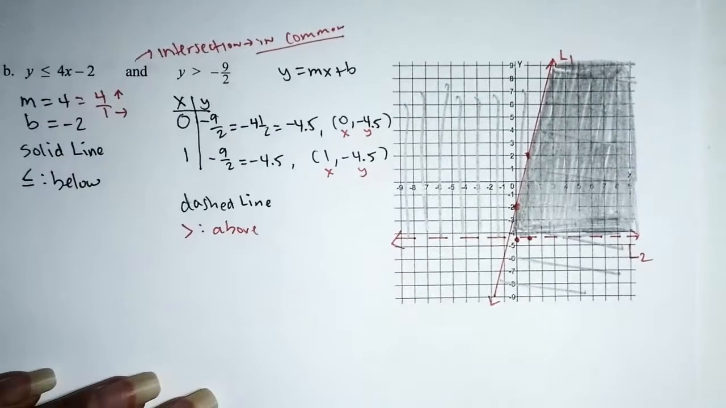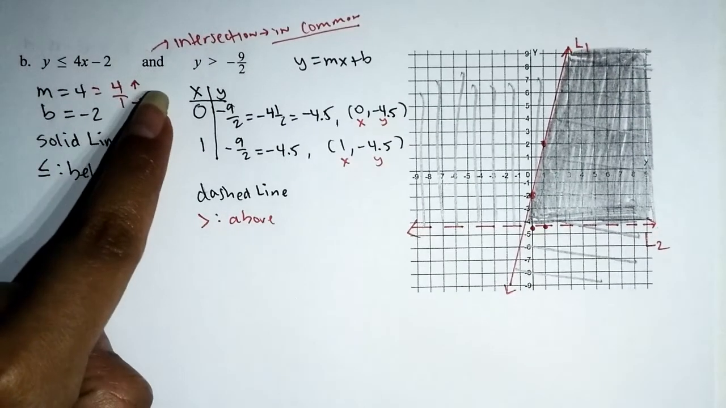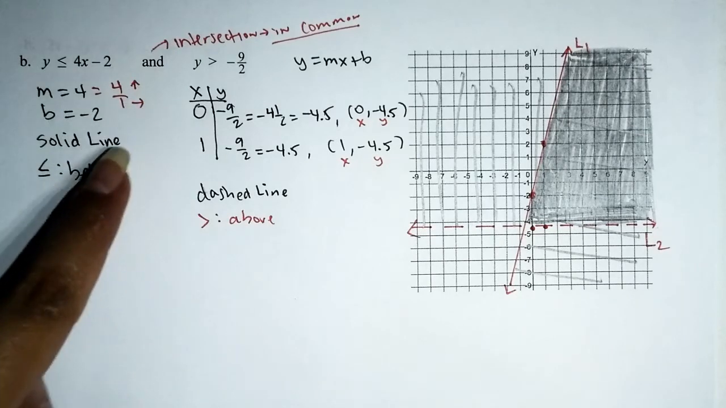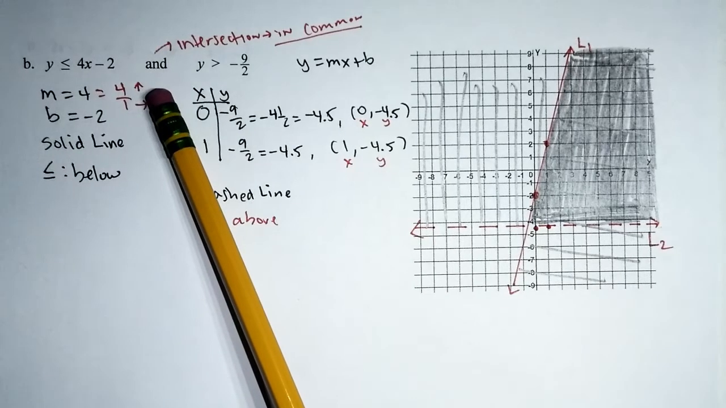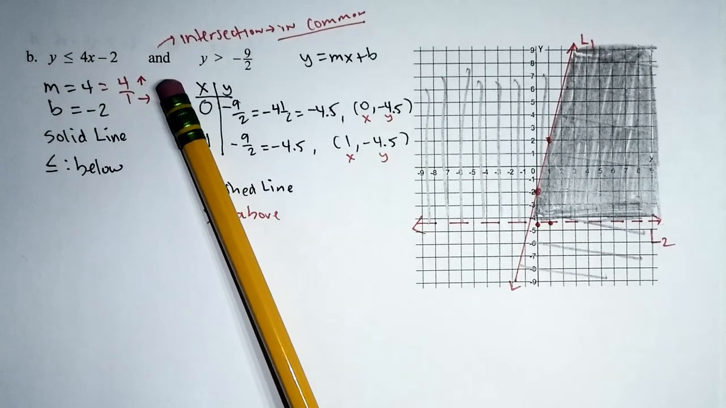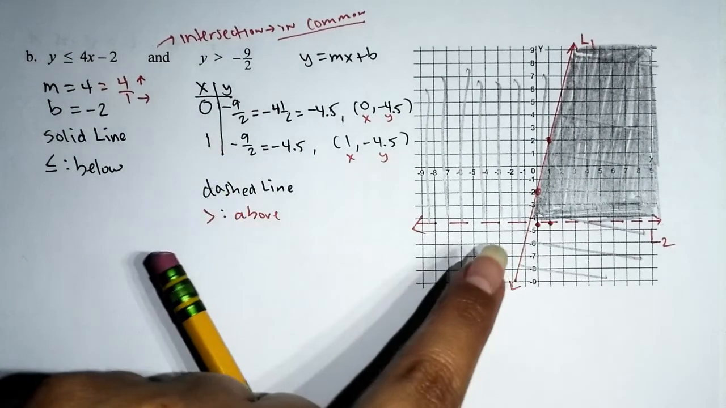Alright, so we were asked to graph this compound inequality. Remember, a compound inequality is when you take two inequalities and you link them with either the word and or the word or. If you have an and compound inequality, give me the intersection.